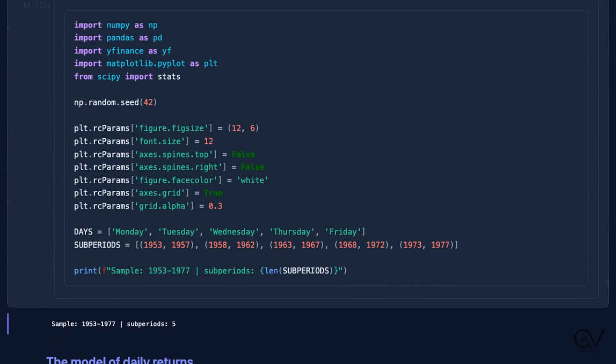We use our standard scientific Python stack: NumPy, Pandas, Matplotlib, SciPy for the distributions, and yfinance to pull the actual index history. We also fixed the sample window up front. 1953 through 1977 split into 5 5-year subperiods, exactly as French did. That split matters more than it looks. A result that only shows up in the pooled sample can easily be one unusual stretch of history doing all the work. Splitting into 5 independent blocks is how you find out whether the effect actually persists.